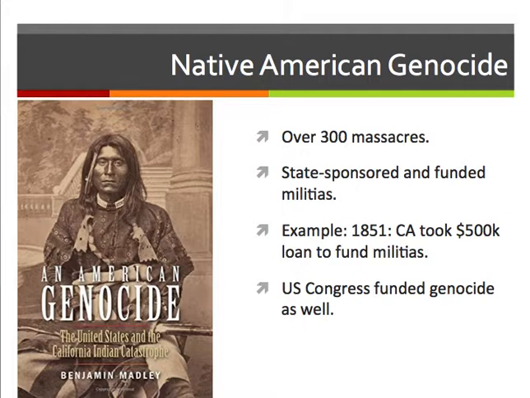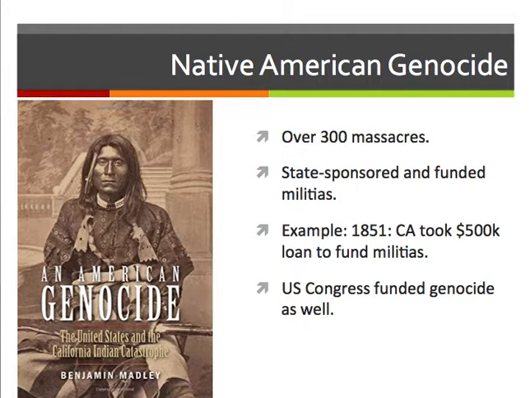So Benjamin Madley says that between 1850 and 1861, 3,414 state militiamen engaged in 24 campaigns directed explicitly at killing Native Americans. These state-sponsored killings inspired volunteer campaigns to kill Indians in the hopes of monetary reward, and the California state legislature provided the money for these campaigns.